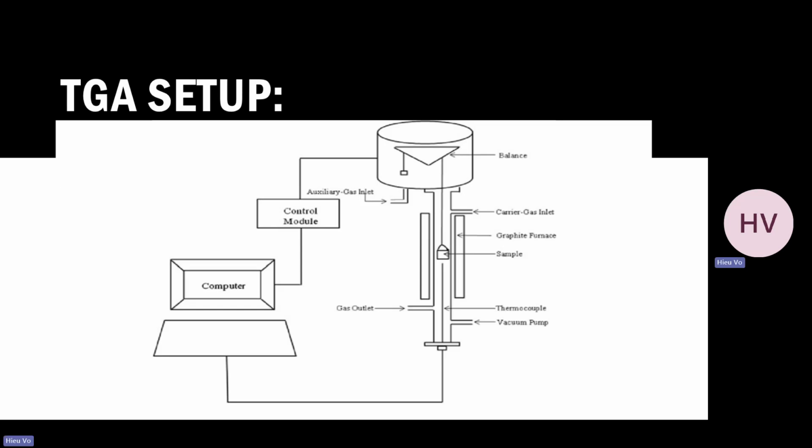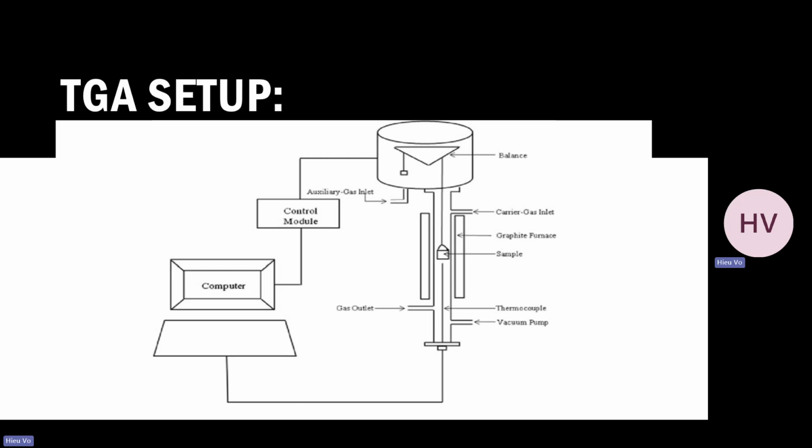For the TGA setup, similar to the DSC, we measure a sample of around 5 to 10 milligrams. The main difference in this setup is the carrier gas inlet. The carrier gas inlet allows inert or reactive gas to flow into the furnace and prevents side reactions. So the carrier gas inlet is the main difference from the DSC.